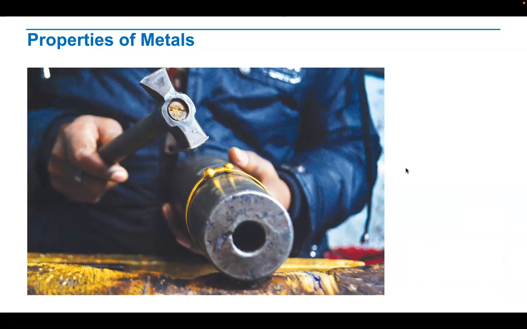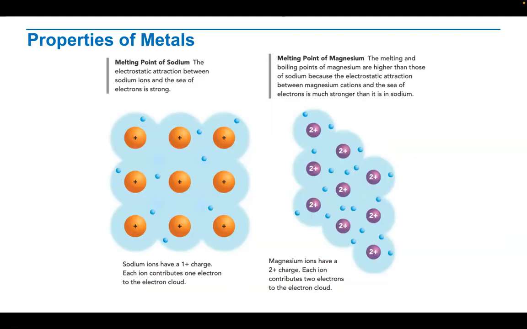So this gives way to a lot of properties of metals. This is why they can conduct electricity, why they are malleable, which we demonstrated in the last PowerPoint slide, and why they have a high melting point. But this high melting point is different depending on the metal.